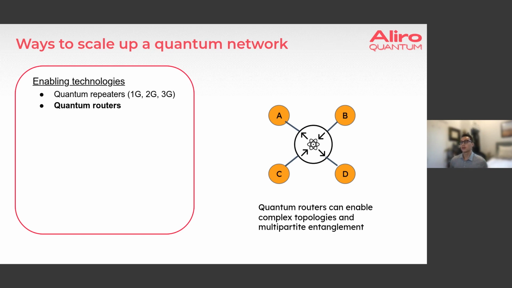Quantum routers are essentially quantum repeaters with more interfaces, so they can enable more complex topologies and potentially multipartite entanglement. So instead of just entangling Alice and Bob, you have the ability to entangle Alice, Bob, and Charlie. So quantum routers will play a key role in the evolution of quantum networks.